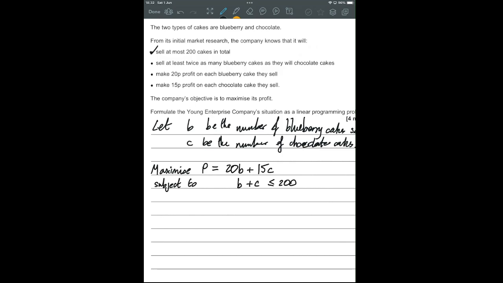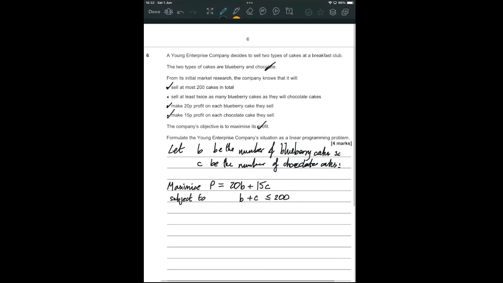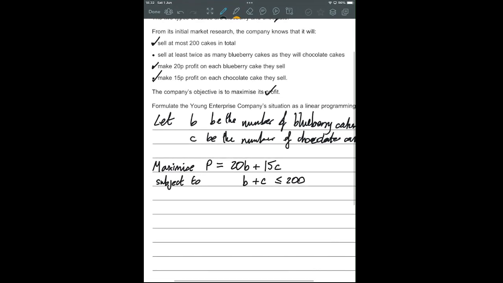And so I've used that statement. So finally is that last bullet point. Sell at least twice as many blueberry as chocolate. So I want lots and lots of blueberries. B has to be greater than or equal to 2C.